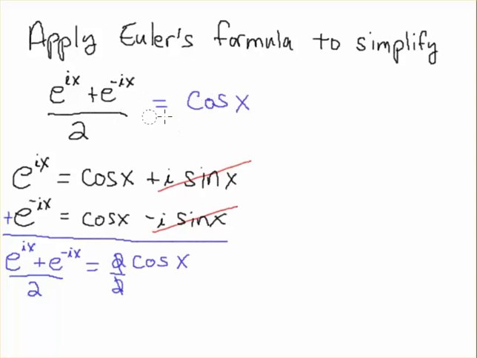And so this is a way to write the cosine in terms of complex exponentials.